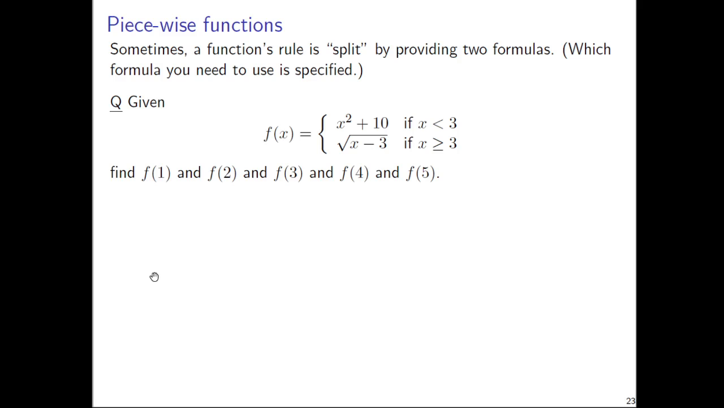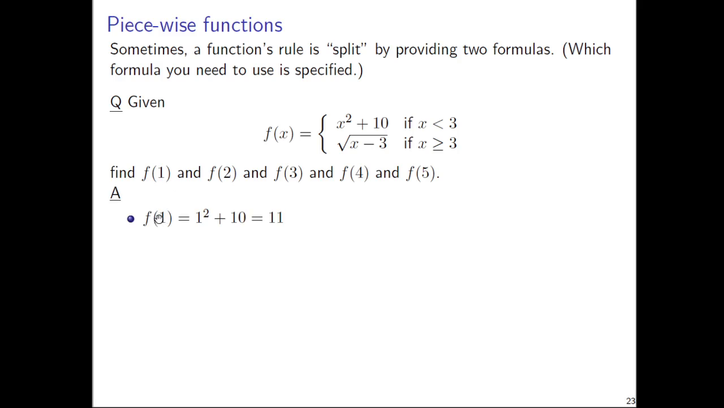Given f of x equals two formulas, either x squared plus 10, or the second piece, the formula root x minus 3. But which piece should you use? Well, use the first part, x squared plus 10, if x is less than 3, and use the second piece if x is greater than or equal to 3. And let's find f of 1, f of 2, f of 3, f of 4, and f of 5.